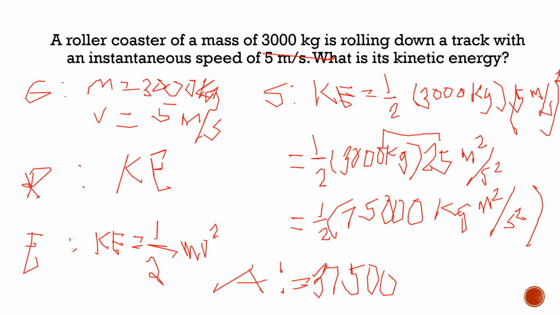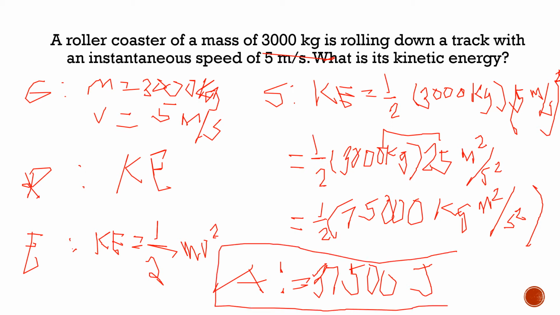kilogram meter squared per second squared, which is also the same as joules. Because if you expand it, kilogram meter per second squared times meter is the same as Newton meter, and Newton meter is also the same as joules. So don't be confused with the units of energy. That's it for our problem here. The correct answer is 37,500 joules.